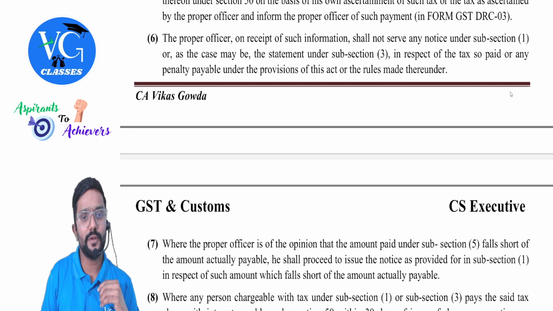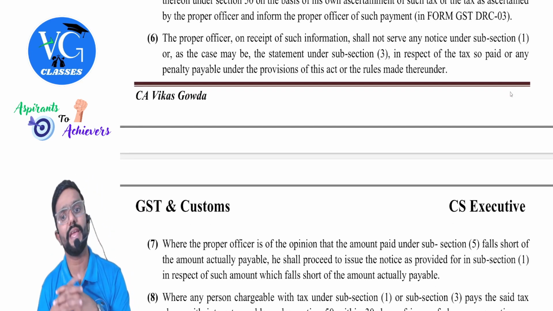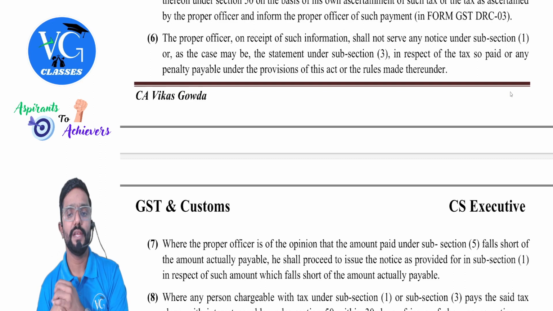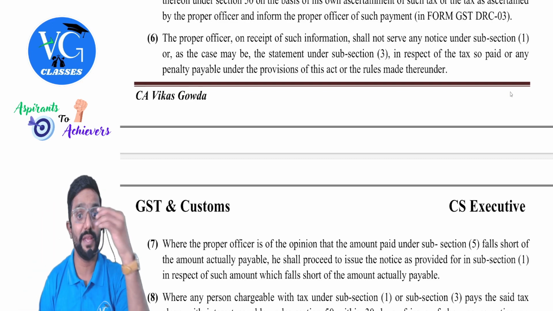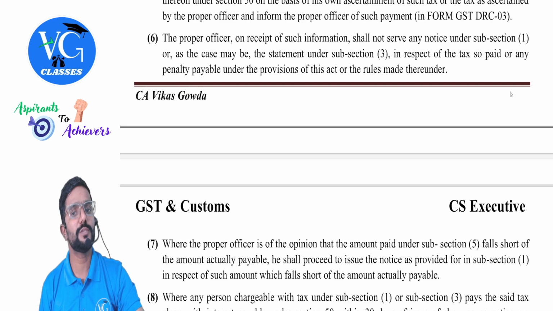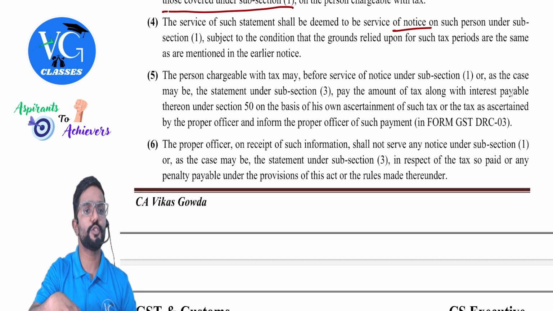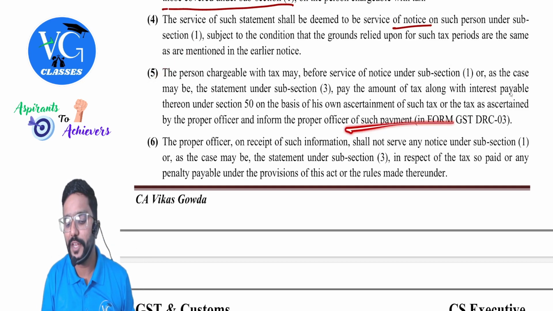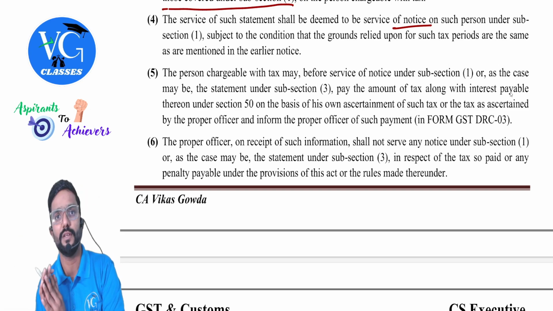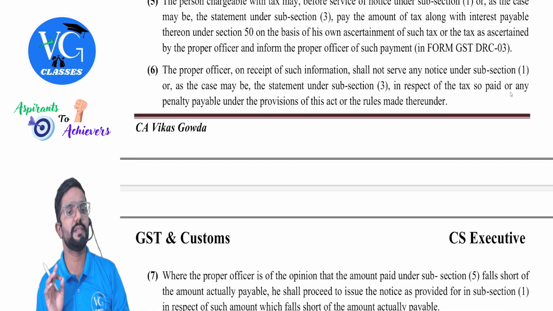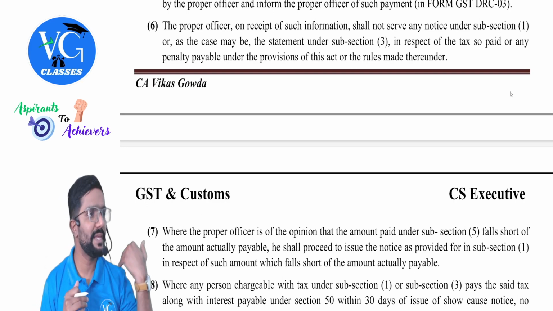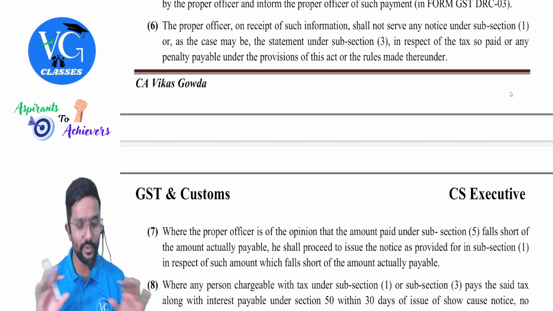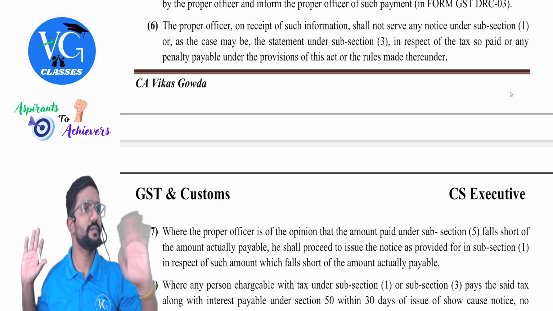Subsection 6. The proper officer on receipt of such information shall not serve any notice under subsection 1, or as the case may be, the statement under subsection 3 in respect of tax so paid or any penalty payable under the provisions of this Act or the rules made thereunder. Means whatever I was supposed to pay, even before receiving the notice, I paid it fully, sir. I paid and gave the information of that payment in GST DRC 03. If the proper officer is also convinced, thinking, oh yes, whatever he was supposed to pay, he has paid fully, he will not issue notice, he will not issue any statement. That means there is no section 73. Will section 73 start? No, no.